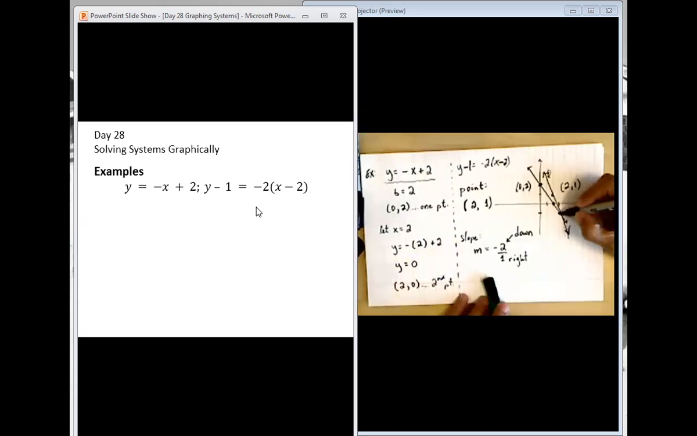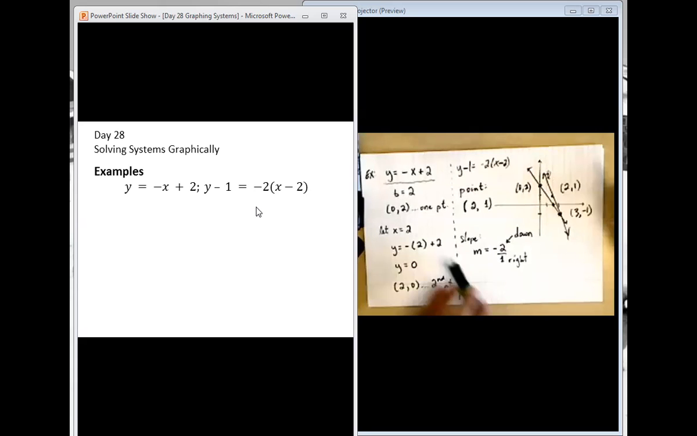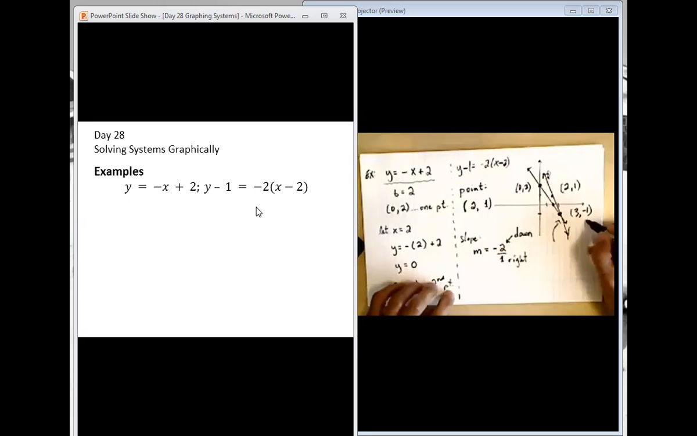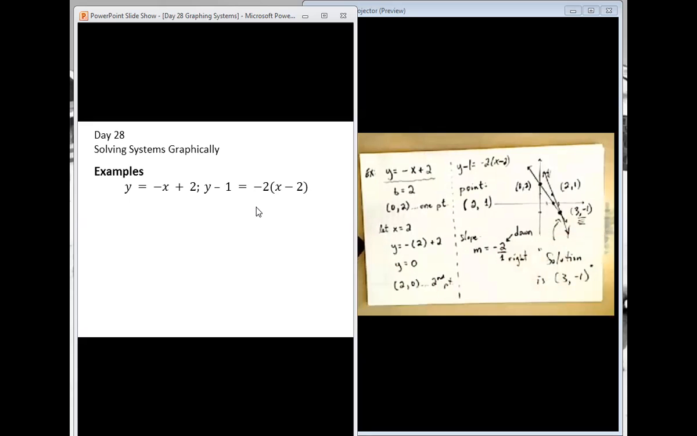It's going to cross at that point there if you're super careful. What are the coordinates of this location? This one here, 3 and -1. So the solution is (3, -1). Just like that.